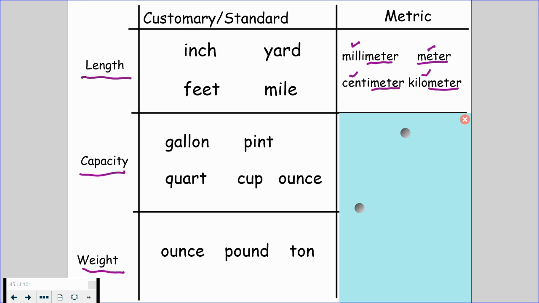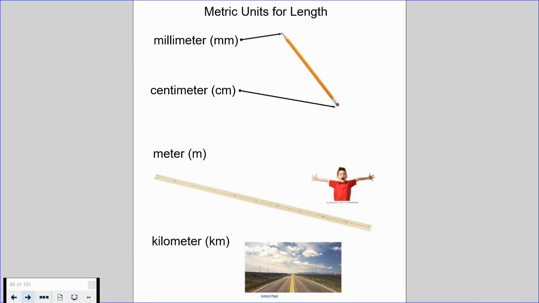Okay, I know it looks like kilometer, but most people actually pronounce it kilometer instead of kilometer. Okay, and we'll talk about what all of these things mean. So the terms that you need to know are millimeter, the abbreviation is mm, centimeter, the abbreviation is cm, meter, the abbreviation is just m, and kilometer, km.